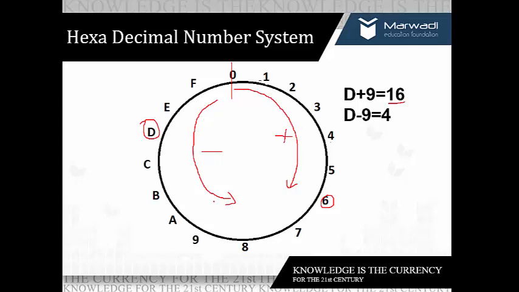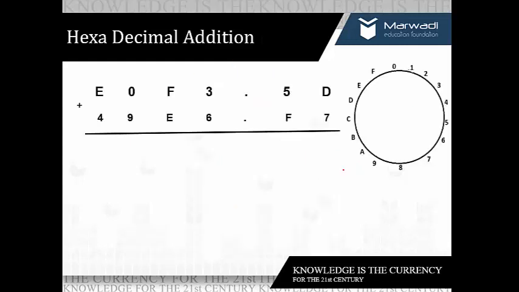Similarly, whenever we subtract 9 from D, that is D minus 9, we have to move in the anti-clockwise direction: 1, 2, 3, 4, 5, 6, 7, 8 and 9, that is 4. So we will be getting the answer 4. This is the simplest method to remember how to perform addition and subtraction. Now let's move to hexadecimal addition.